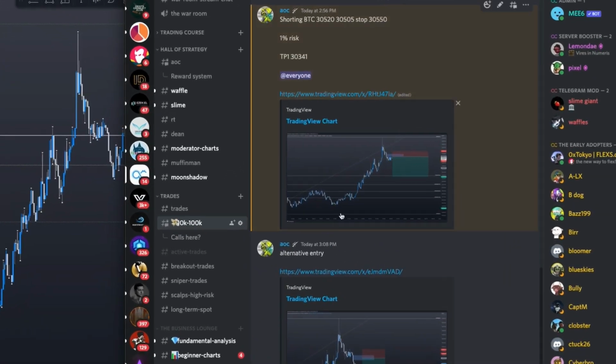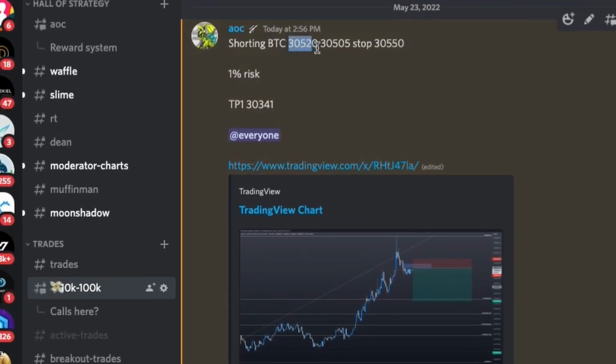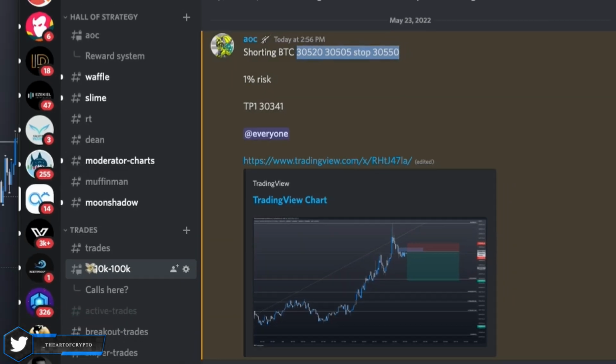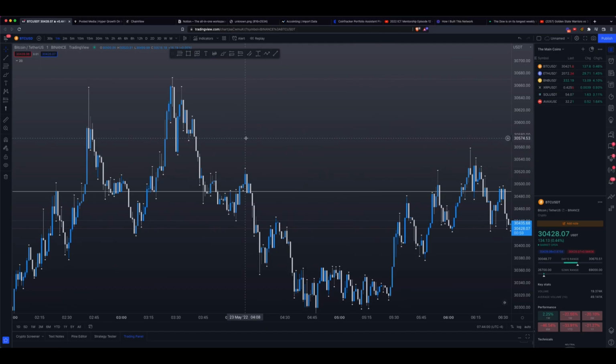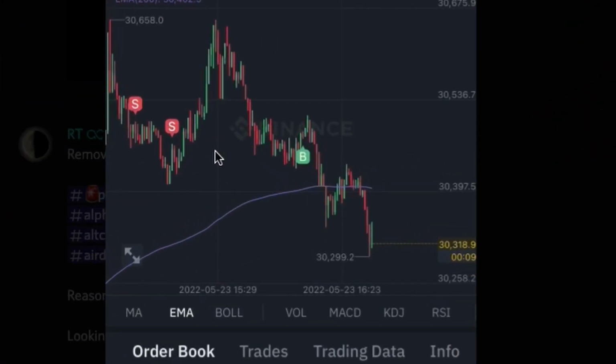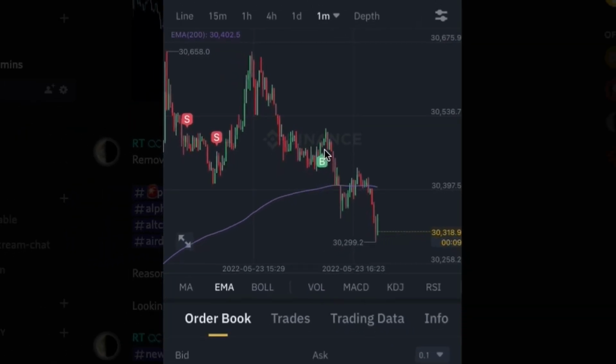I want you to take a look here, that I called a short at 35.20 and 35.05 with a stop at 35.50 with a 1% risk earlier on. And I'm going to get into how I made this mistake recently. If you take a look at the archive here, you can see that I indeed shorted at both of those levels right there. But then you can see that I exited right here, right before the dump.